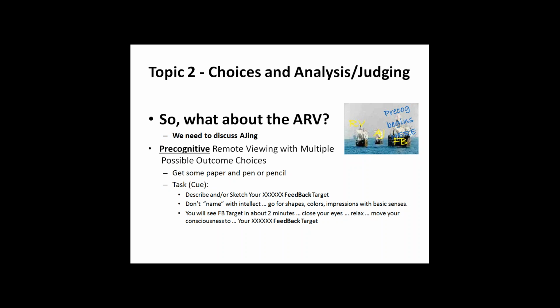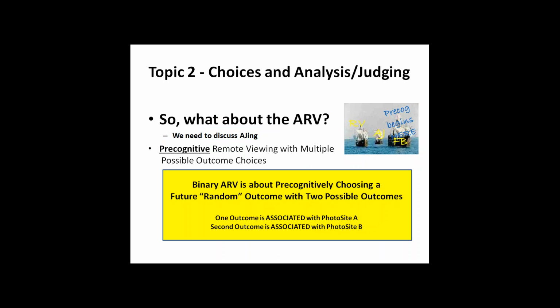Okay, so what we're going to do is work with binary ARV, and the binary ARV means that there are 2 possible outcomes, like heads and tails. We're going to do something different, odd and even, but just 2 possible outcomes. Now, where does the ARV come in that might involve judging? Well, guess what? We have 2 different possible outcomes. We associate one outcome with what we'll just call photosite A. We associate the second outcome with photosite B. Okay, the viewer doesn't need to know any of this. The viewer is just going to describe a picture that he sees in the future at feedback time.